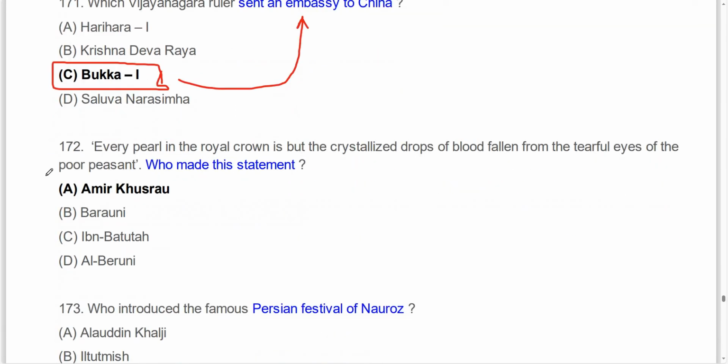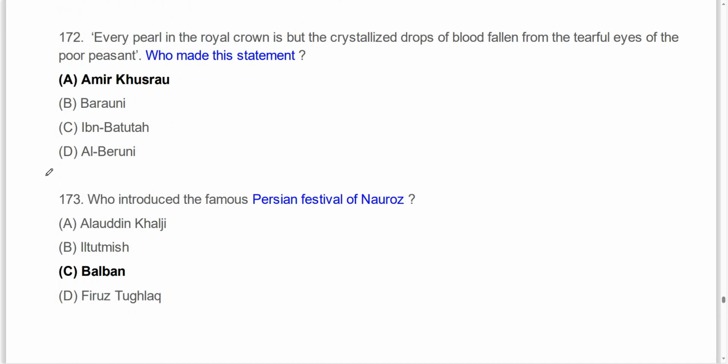Moving on to the next question, every pearl in the royal crown is but the crystallized drop of blood fallen from the tearful eyes of the poor peasant. Who made this statement? Amir Khusrau, Tuti-e-Hind. He was actually referred to as Tuti-e-Hind, parrot of India. Amir Khusrau is the one who made this statement.